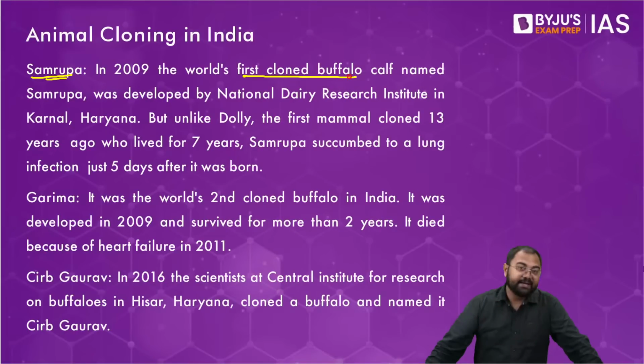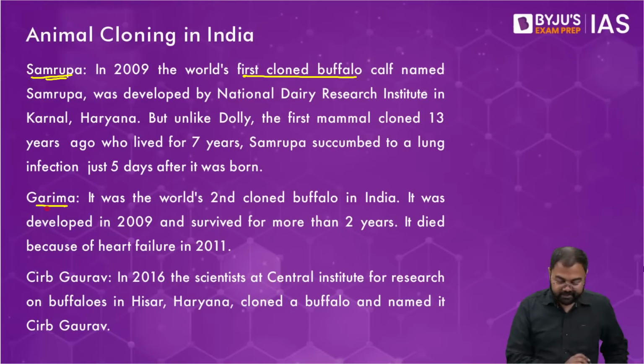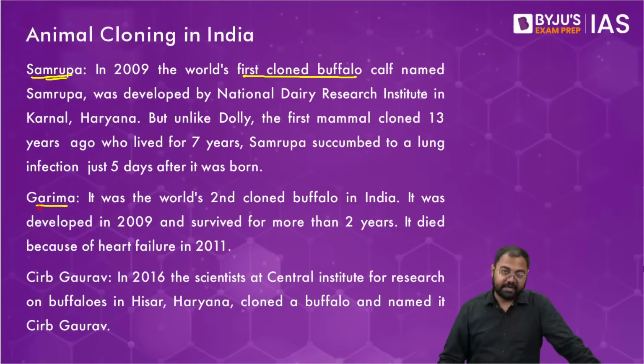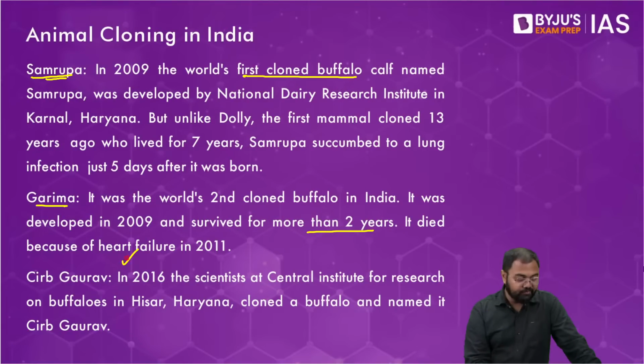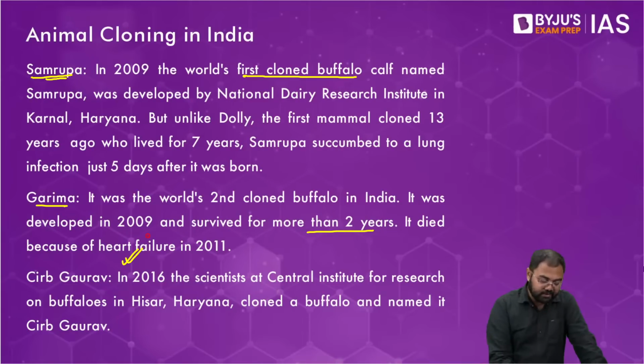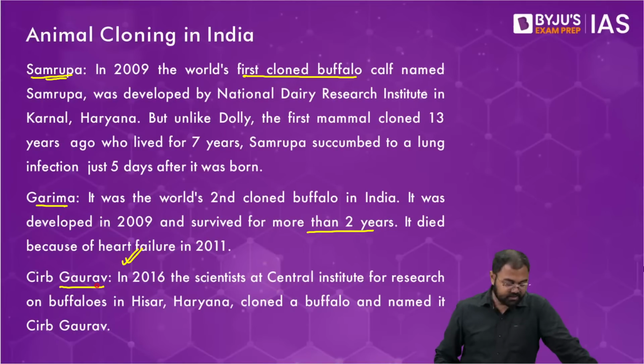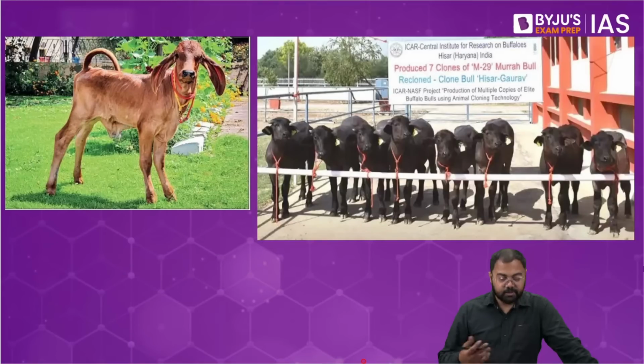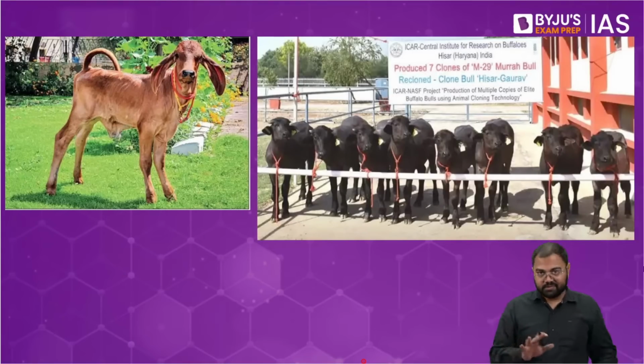Then the second case was of Garima, and this was again tried in the same year, but again it also did not live for very long, lived for almost 2 years, and then because of heart failure, it also lost its life. And then after that, there was CIRB Gaurav in 2016. In this case, CIRB Gaurav was able to survive for longer as compared to the first two cases, and that's why there are other cloning cases also that have been carried on since.